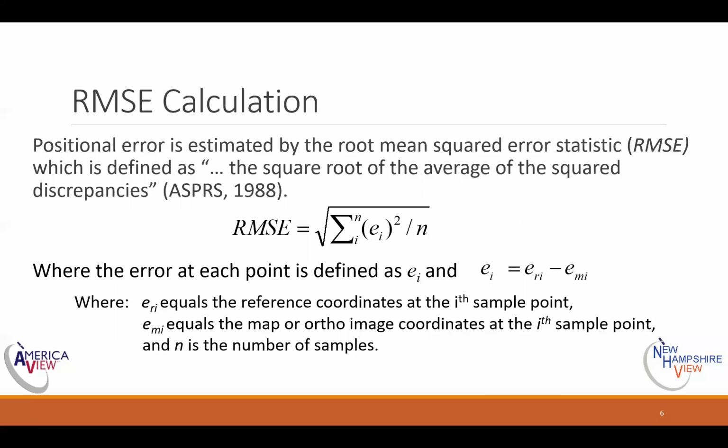So you can see here's the equation. It's pretty straightforward. You can see that E_i is defined as the reference minus what the image says or what the map says, and you do that for each sample in your map. So the 20 samples or 30 samples that you collected, and you're fine. So root mean square error is the square root of the sum of all the errors squared, and it's the average of that, so divided by n.